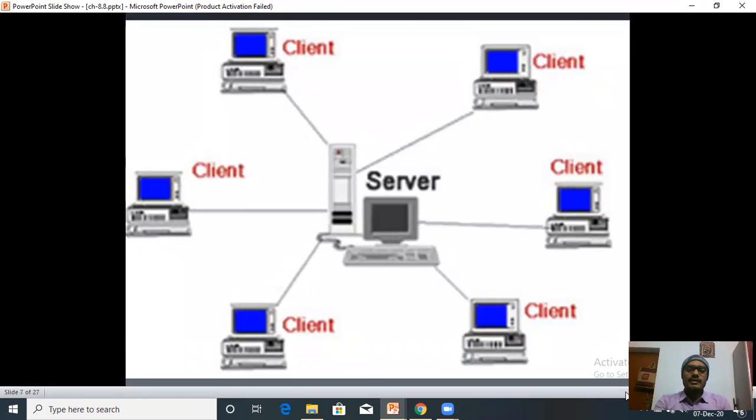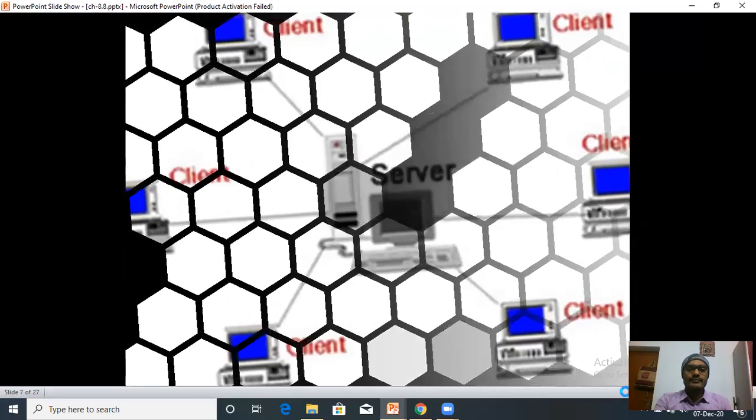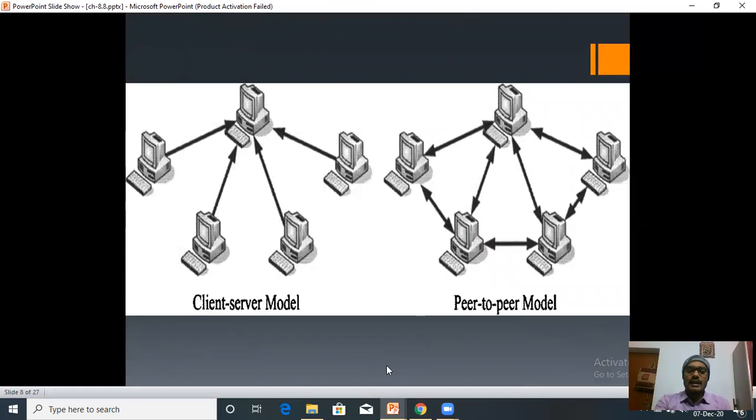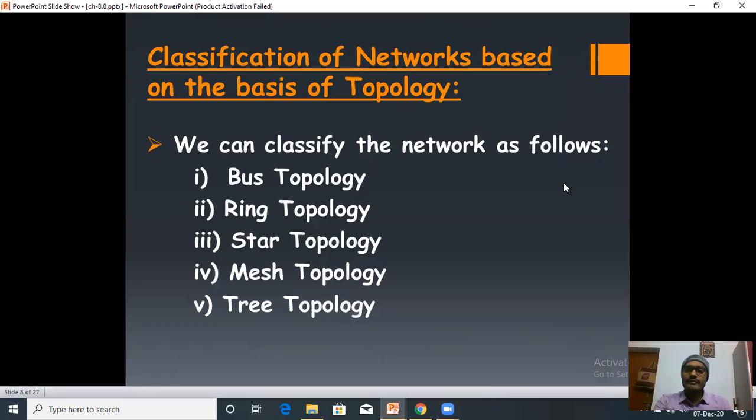This is the client server system in which one is the server and all the computers attached to the server are known as clients or nodes. You can say either client or node. This is the peer-to-peer model in which one computer can be connected to another computer so that they can exchange their data. In the peer-to-peer model, there is no server. All the computers are simply connected to each other.